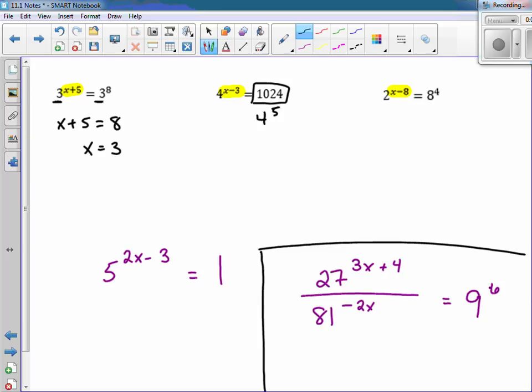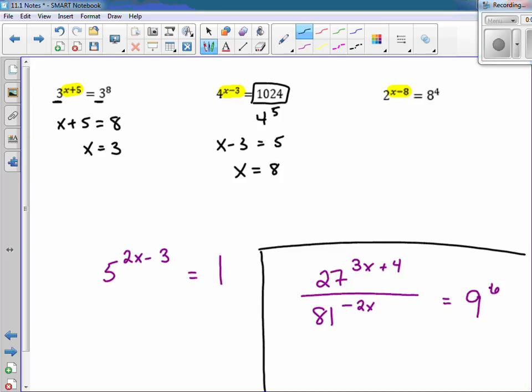If you don't know that, you can go through and test it out in your calculator. You want them to be the same base, you want it to be 4 to the something. You have x minus 3 equals 5, because if the bases are the same, the exponents are the same. So x equals 8 after you add 3. Not so bad.